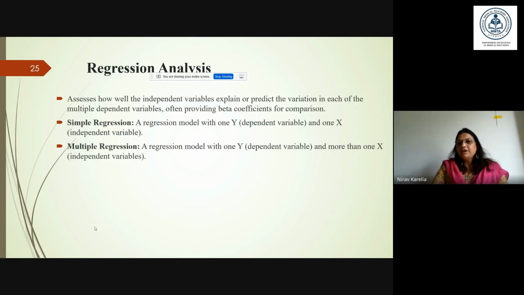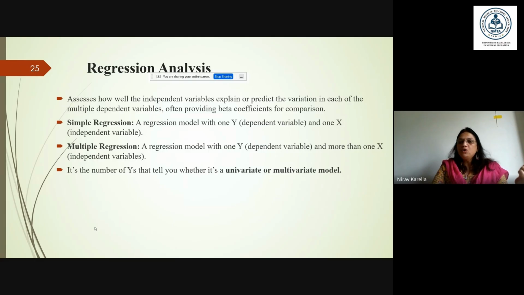So in simple regression, there will be one Y and one independent variable as well. Both are one each: one dependent, one independent. When you apply regression analysis to this, it is known as simple regression. Now, what do we mean by multiple regression? The same dependent variable Y remains, but at the same time I have considered more than one independent variable. So X may be more than one. That is multiple regression.